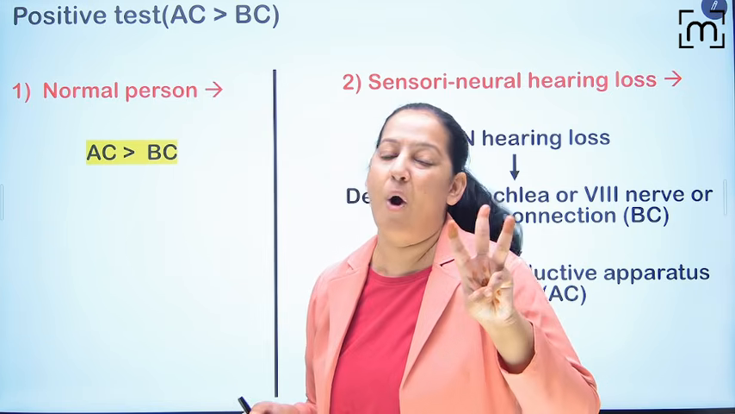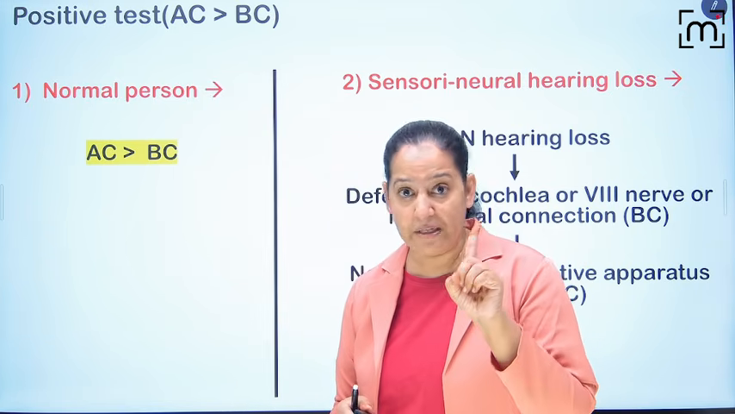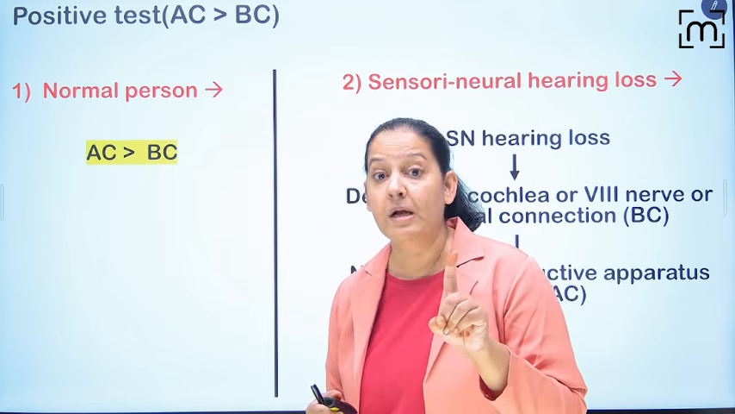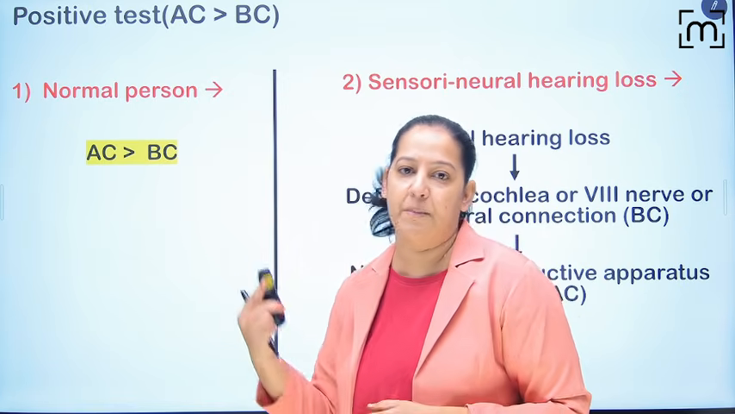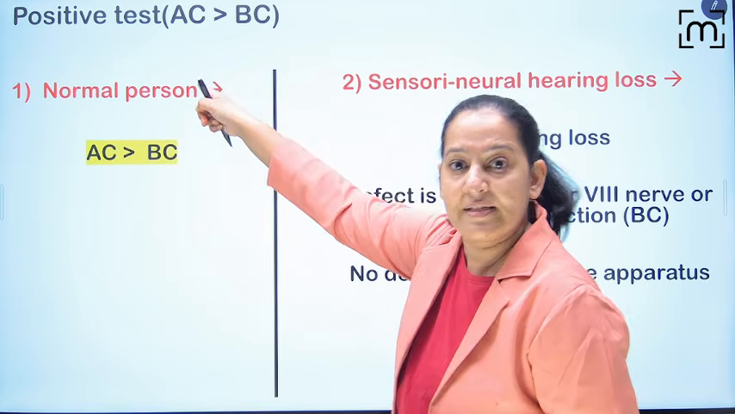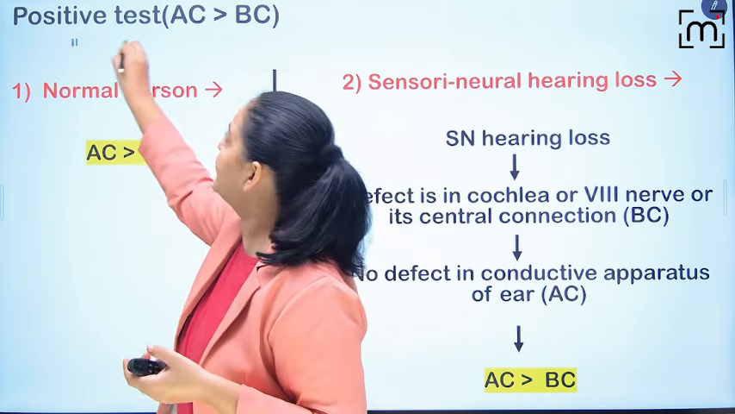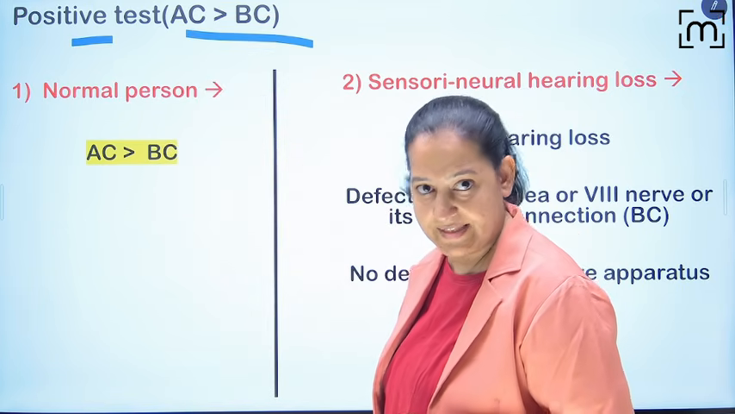I will tell you all three again, one by one. What is positive Rinne? You already know, we will revise. What is negative Rinne? You already know, we will revise. But what is false negative Rinne? We will come to that. So what is positive Rinne? Positive Rinne means AC greater than BC.